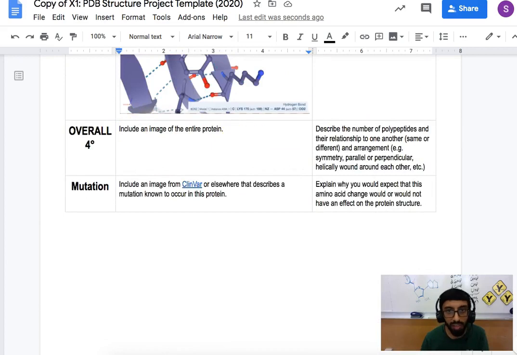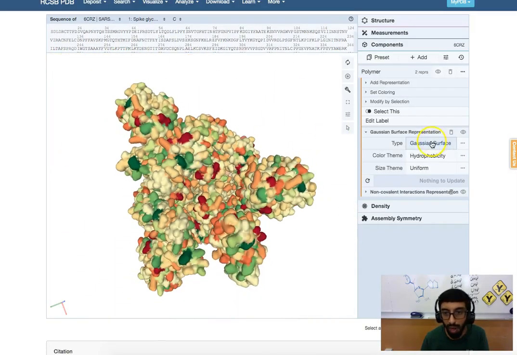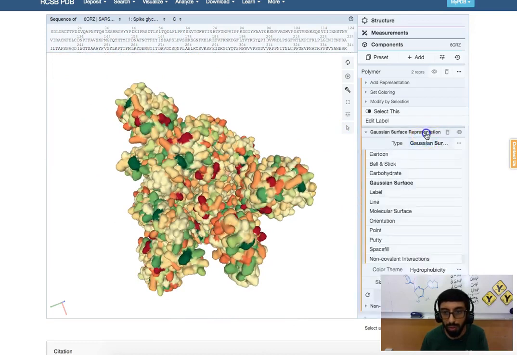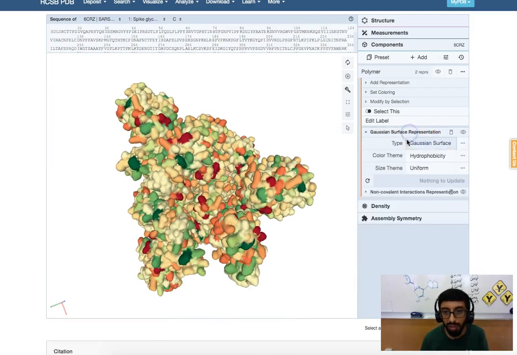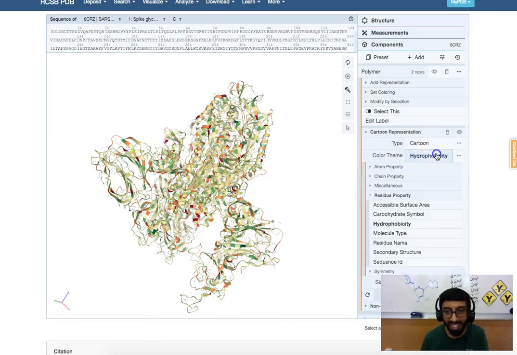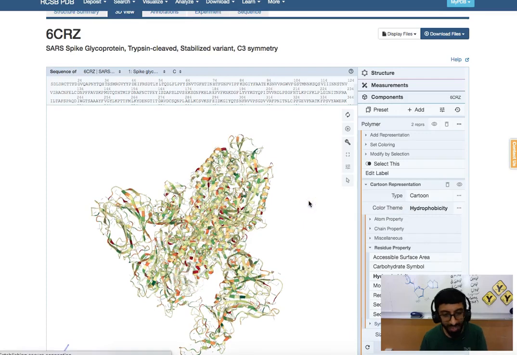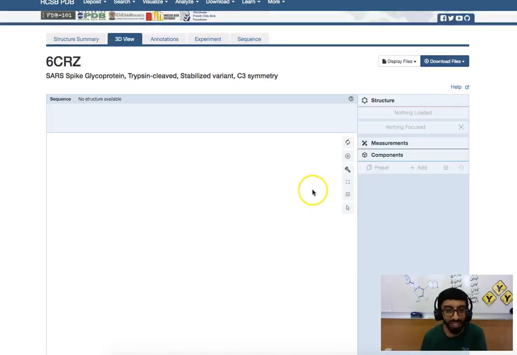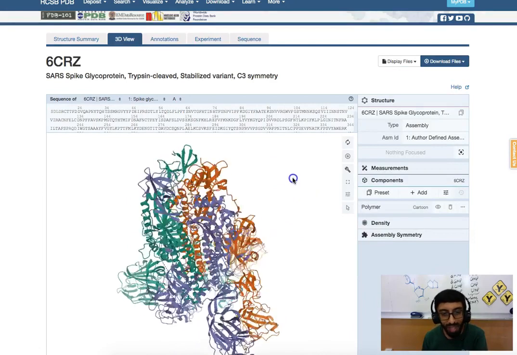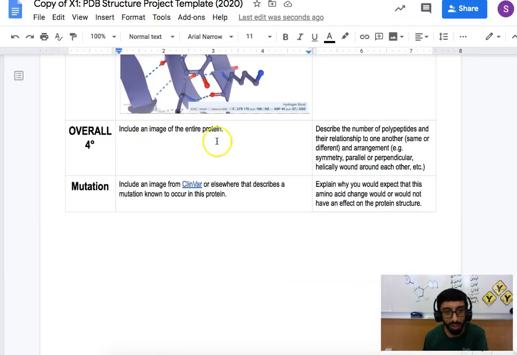Overall, I think we've already covered that. If I pull back and go back to cartoon, the colors used to show the different chains. It doesn't anymore because I've messed this up by doing the hydrophobicity. But if I reload this, the default coloration is by polypeptide, and we can see 3 different polypeptides. And so you'd want to definitely describe that.